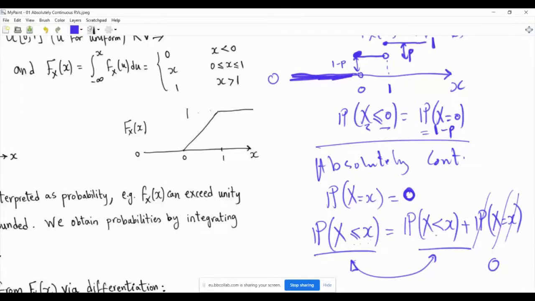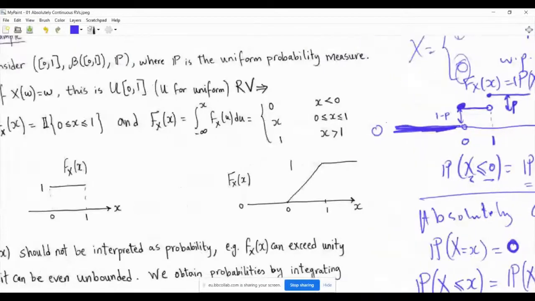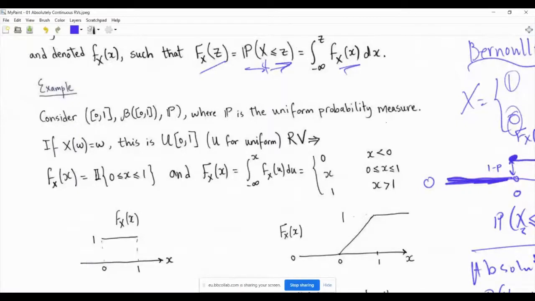We get jumps if these two quantities are different from one another, because this term is strictly positive, and this is what we see in something like the Bernoulli or generally discrete random variables. For absolutely continuous random variables, there will be no jumps in the CDF.